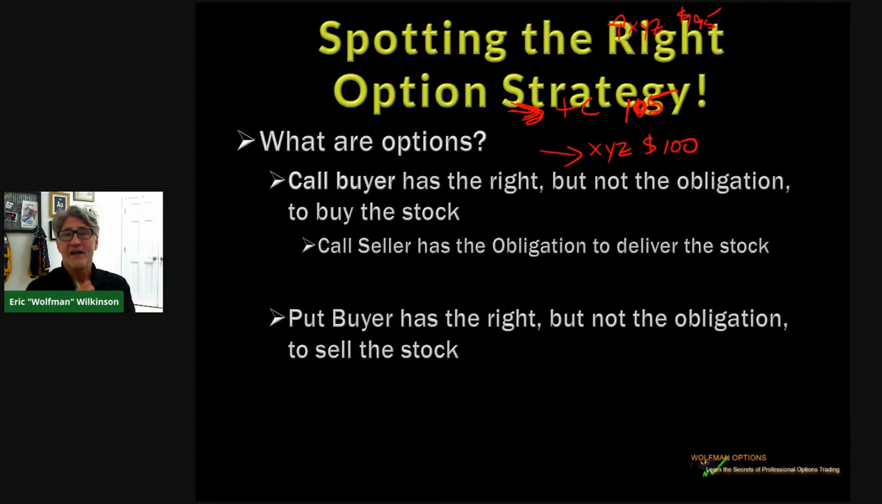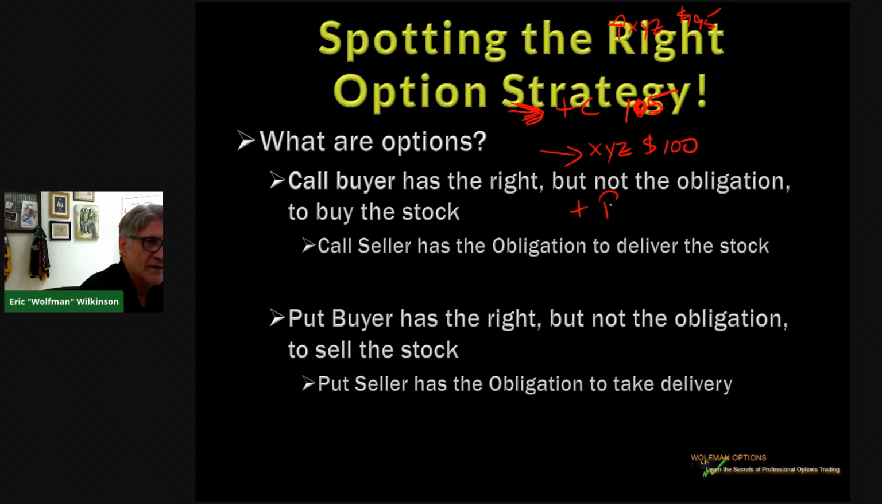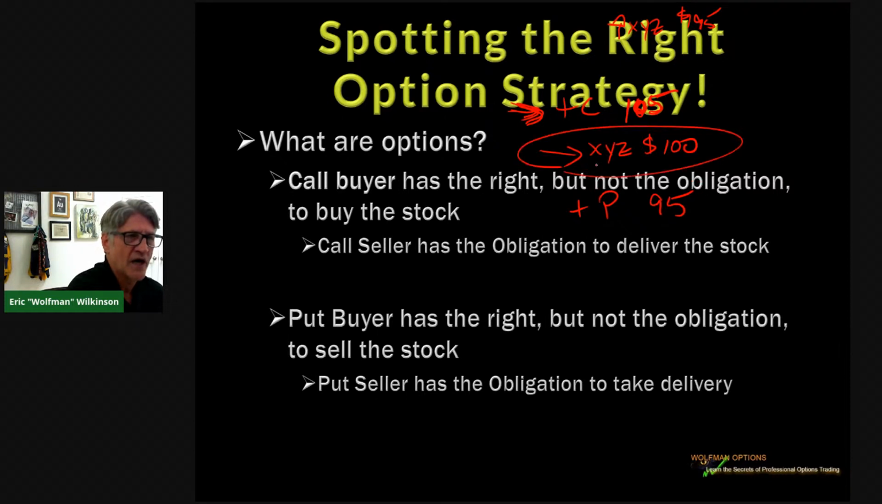All right. The put buyer, on the other hand, has the right but not the obligation to sell the stock. So if I'm buying a put, it allows me to say, hey, you're taking my stock at this price. Let's say I buy a put at the 95 level, and XYZ is trading at 100. Do I want to sell my stock at 95? No. But if the stock goes down to 0, I sure do, right? And those puts will reflect from 95 to 0. There will be at least $95 in value there.